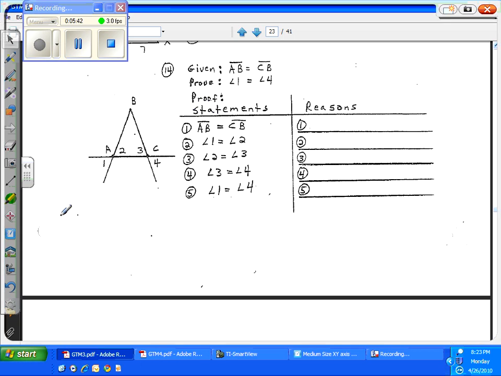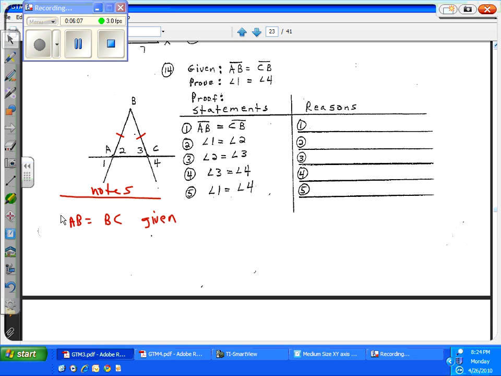We take what we're given, AB is equal to CB. We mark it in the diagram. We write statements and reasons derived from the markings in the note section. Well, what we marked was AB is equal to BC. And the reason is given.